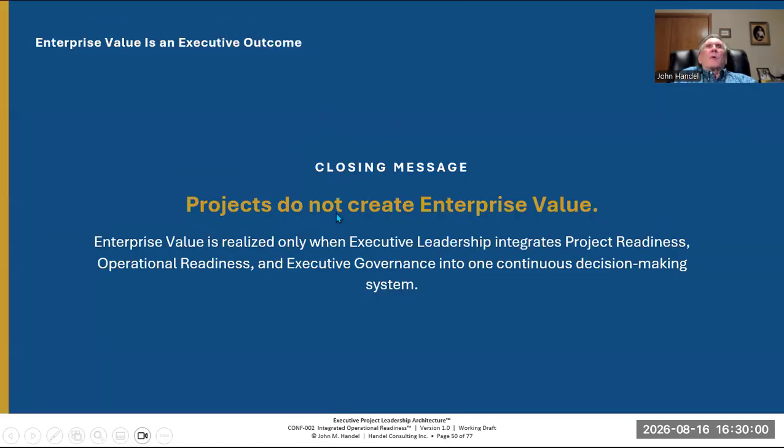So projects do not create enterprise value. That's the bottom line. They can contribute a small part of it, but the project manager cannot guarantee enterprise value. Its value is realized only when executive leadership integrates project readiness, operational readiness, and executive governance into a continuous decision-making system.